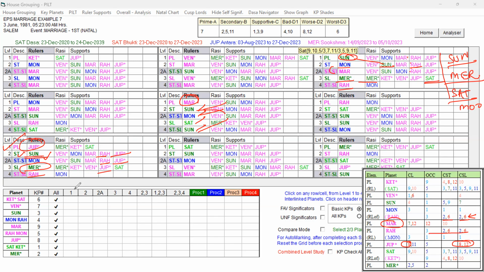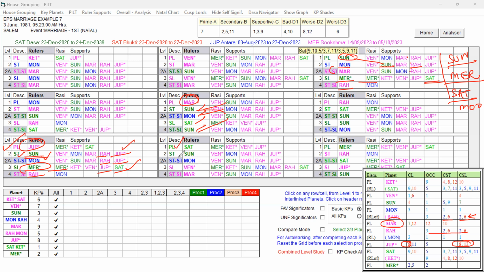So we need another good Bukti which can favor the marriage. That Bukti should have the important key planets of the Dasa Lord, Sun and Mercury. As I said, Mercury is an important key planet, but being a free planet, its role is limited. And Saturn also we have to take. So you take the Jupiter Dasa, then Saturn Bukti, if you take.